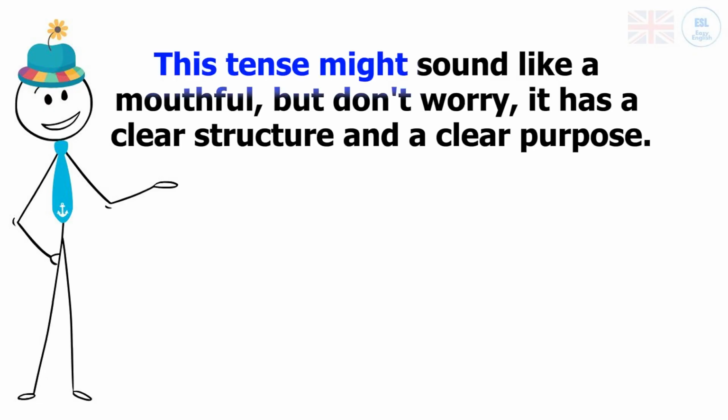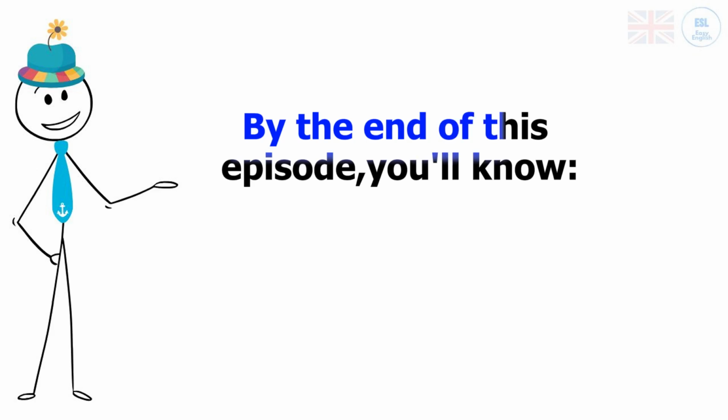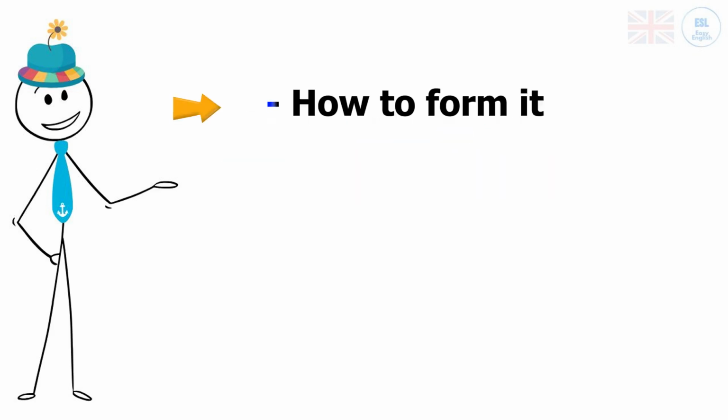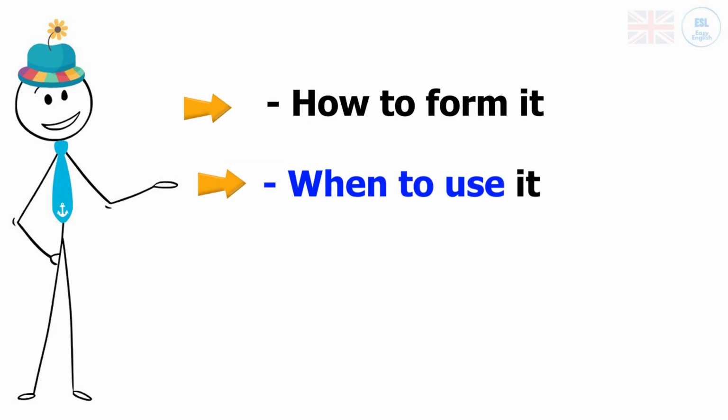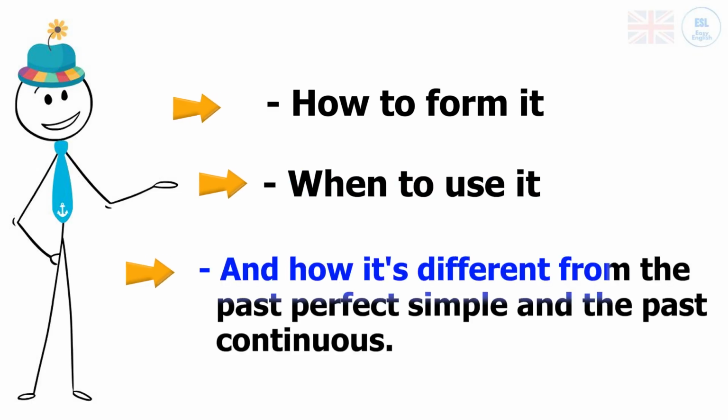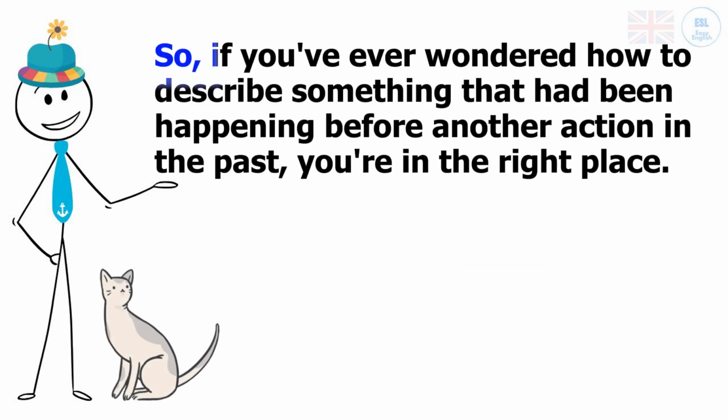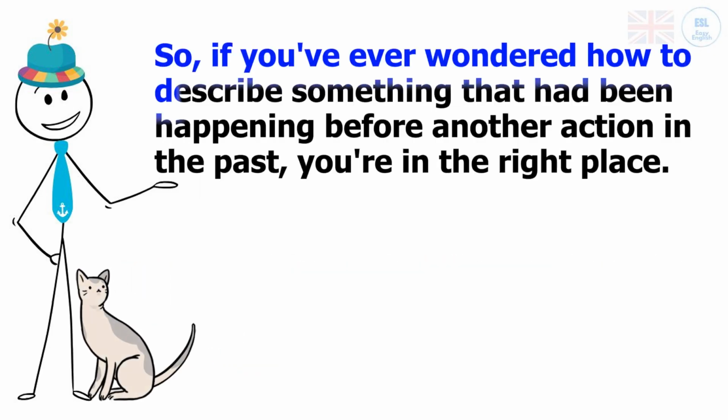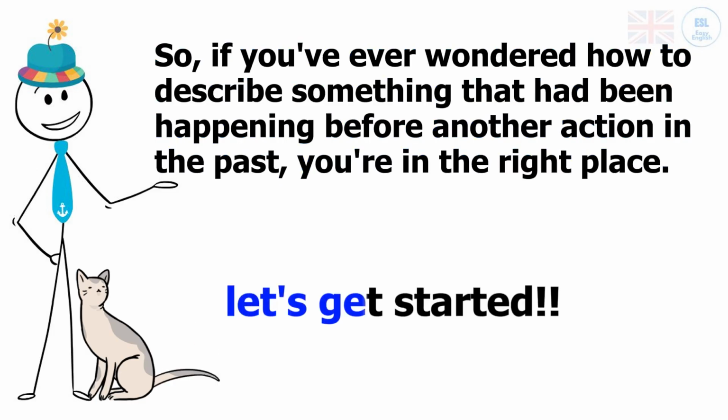Today we're going to explore the past perfect continuous tense. This tense might sound like a mouthful, but don't worry. It has a clear structure and a clear purpose. By the end of this episode, you'll know how to form it, when to use it, and how it's different from the past perfect simple and the past continuous. So, if you've ever wondered how to describe something that had been happening before another action in the past, you're in the right place. Let's get started.